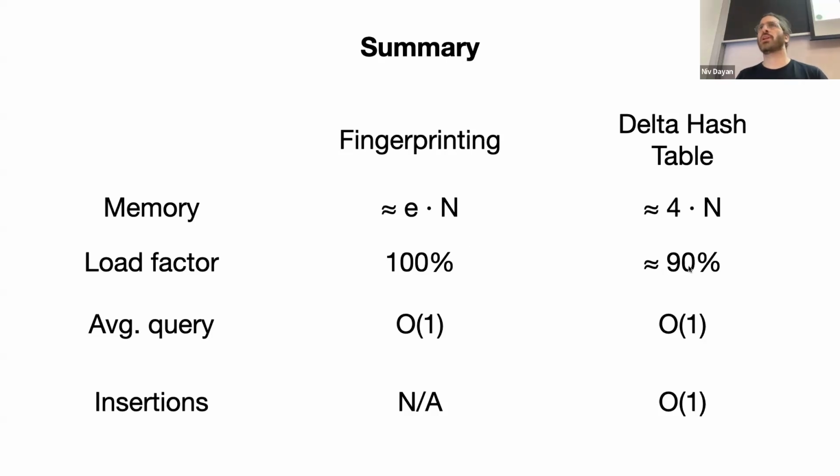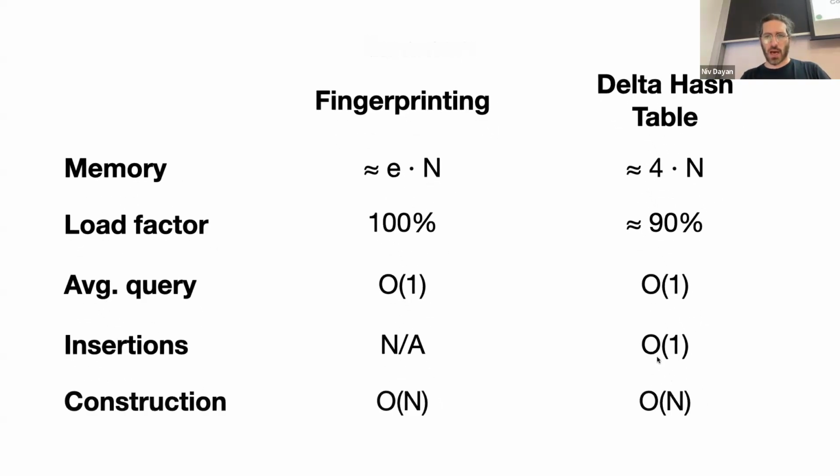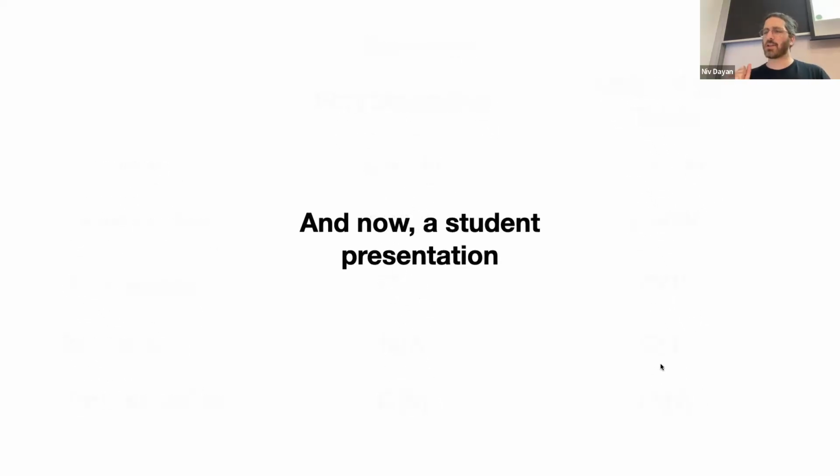But it should also be noted, we're not going to be able to achieve the 100% load factor that we're able to achieve here. Our performance might get crippled if we try to get that high. We will start having a lot of collisions and a lot of extensions. Average query cost is about the same, and fingerprinting does not support insertions. With the delta hash table, we can support insertions. Technically in constant time, you have to traverse the block, but let's assume that the block is of constant size. Construction for both of them is linear, and I finished by 2:30. Good.